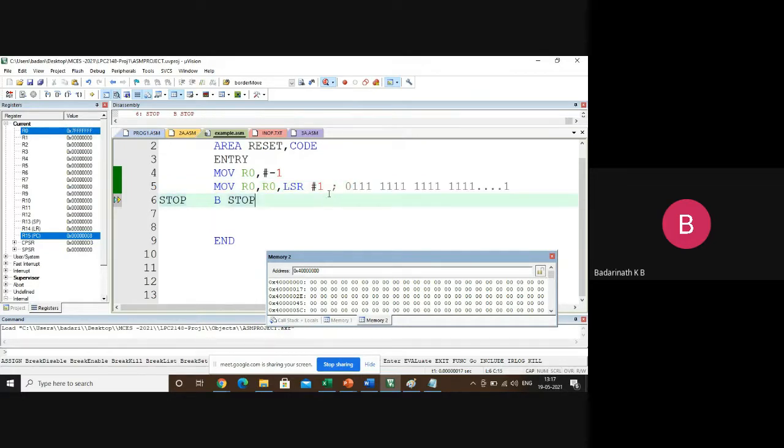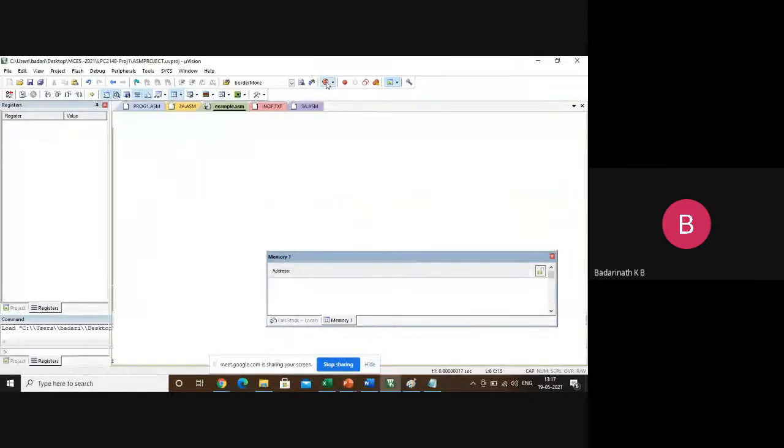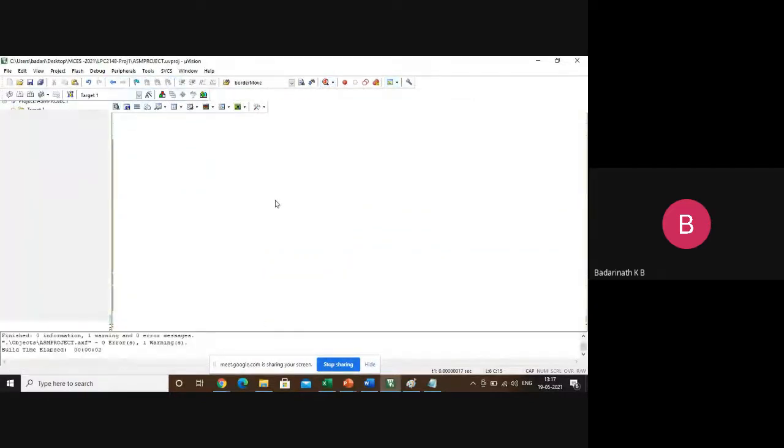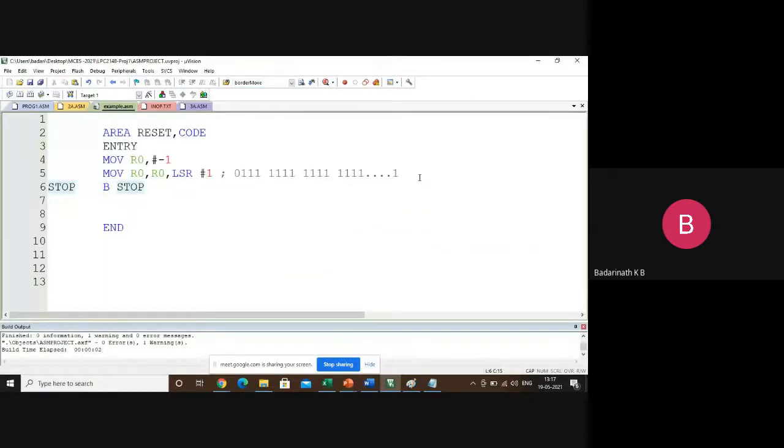So now I'll use an arithmetic shift. Now if I use an arithmetic shift, I will comment this line.